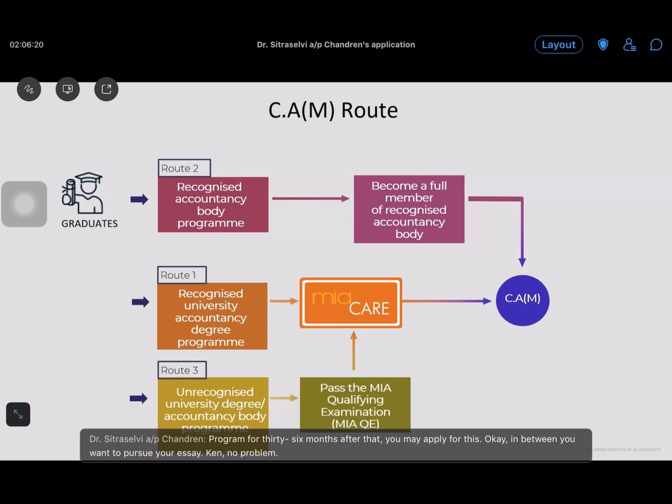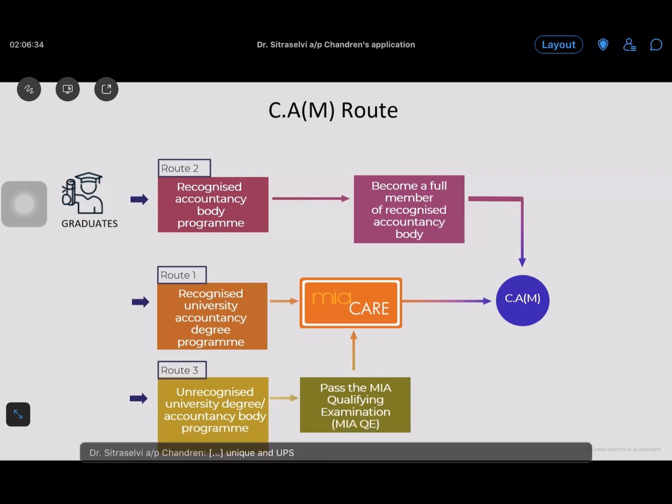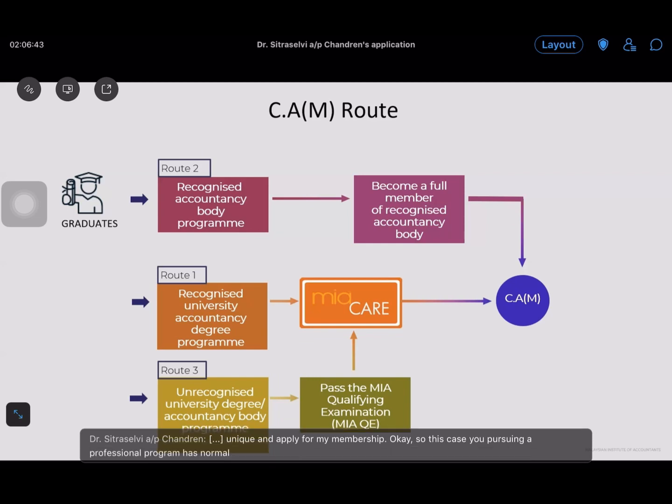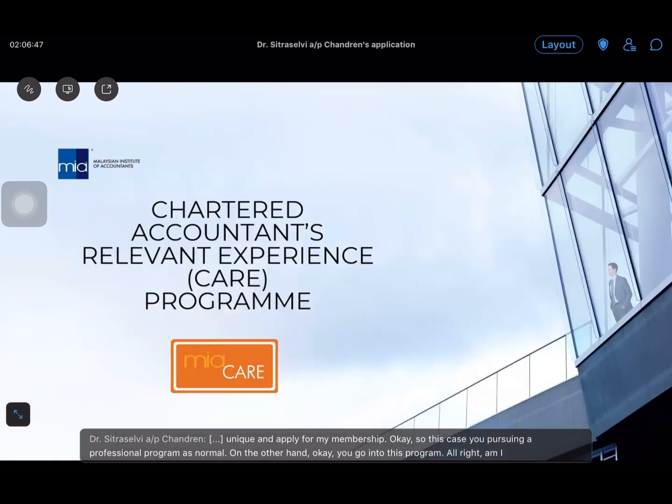Because if you pursue ACCA, once you have completed ACCA, you need to be a member of ACCA first, then only can you apply for MIA membership. So in this case, you pursue your professional program as normal. On the other hand, you go into this program, MIA CARE. So this one I spoke with you.